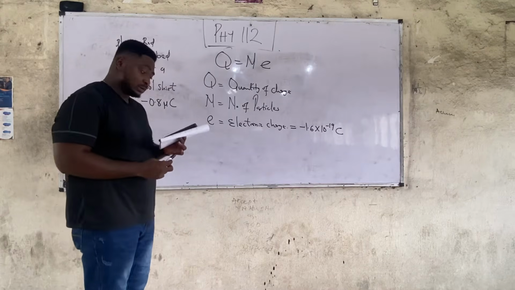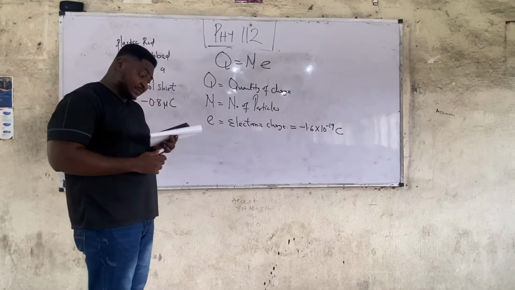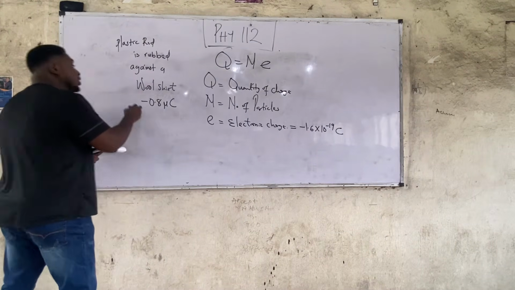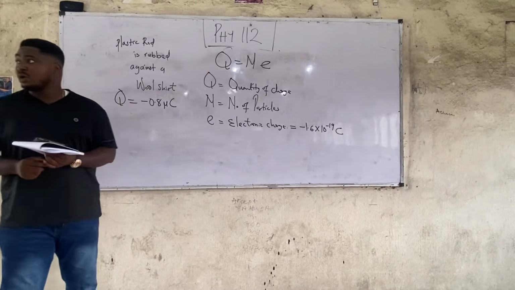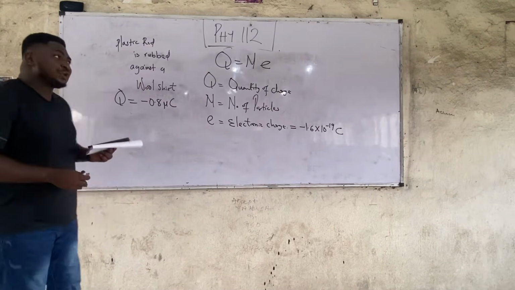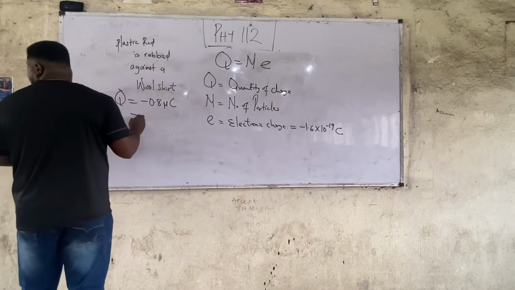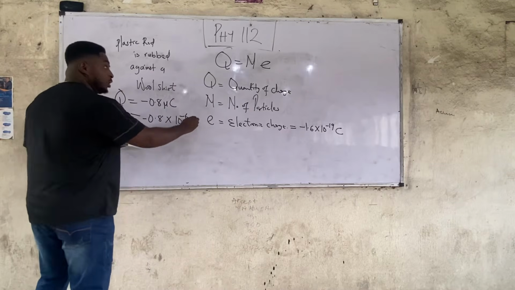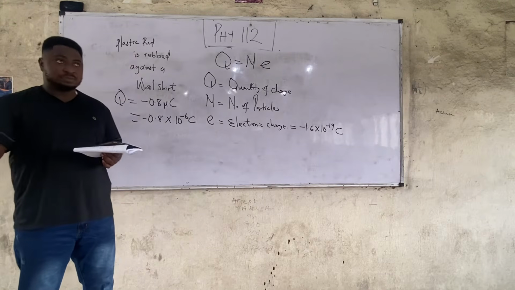We are asked to calculate how many electrons are transferred from the wool shirt to the plastic. When the plastic rod was rubbed against the wool shirt, a charge of minus 0.8 microcoulomb was acquired. But we know that micro means 10 raised to minus 6. So this is the same thing as minus 0.8 multiplied by 10 raised to minus 6 coulomb.